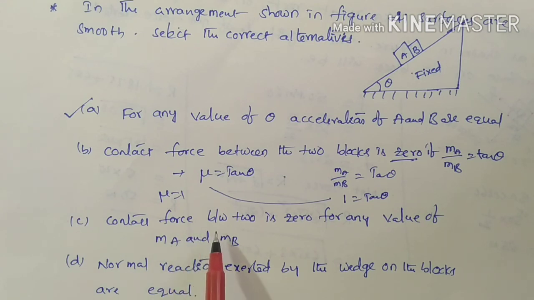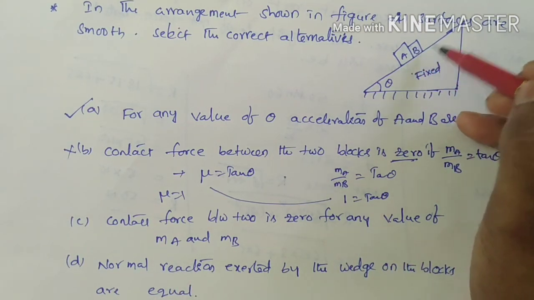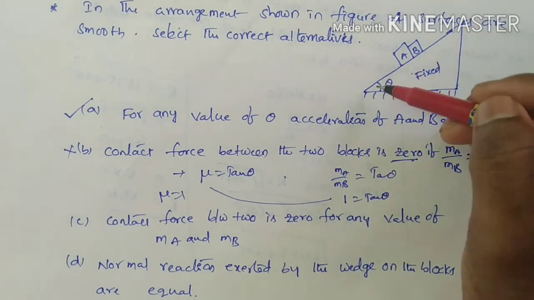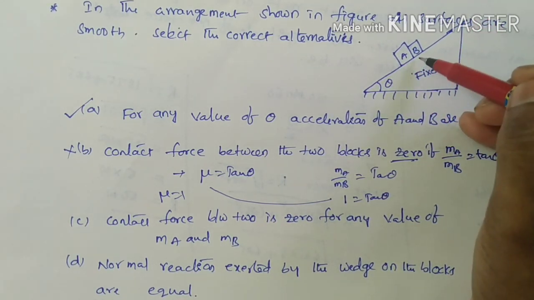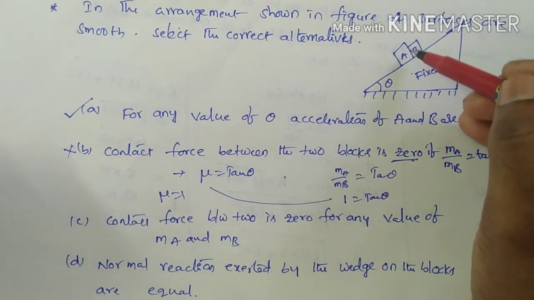Next one. The contact force between the two is 0 for any value of MA and MB. So the contact force between these two, because these two are considered freely falling bodies, since there is no friction between the surface and the blocks. That's why the contact force between these two bodies is always 0.